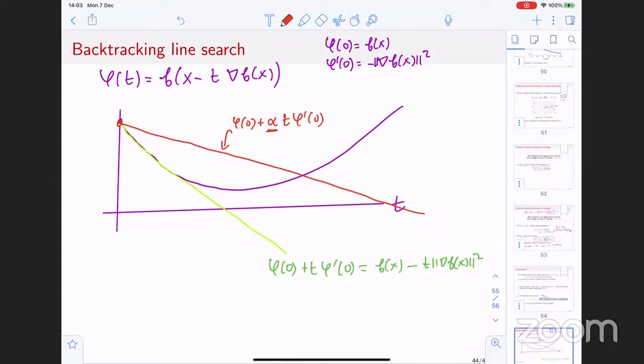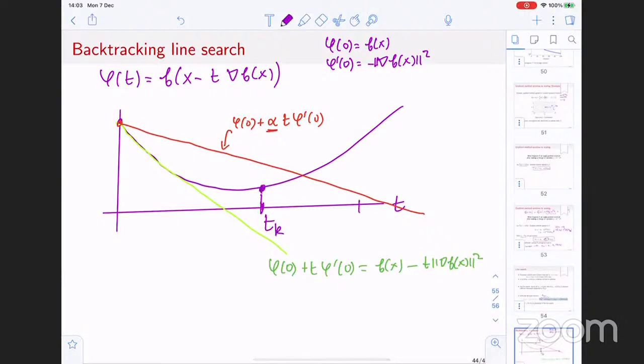Okay, and the xk plus 1 that I'm going to look for has to have a value of f that is below the red line. So I'm looking for xk plus 1 to be somewhere in here. So this could be my step size tk. This is a valid step size.